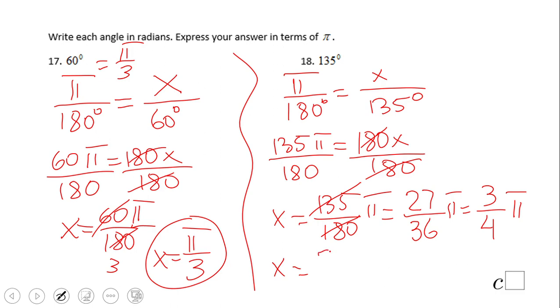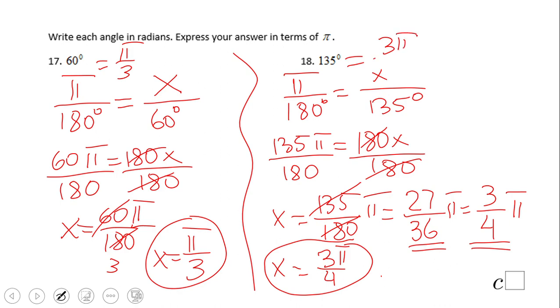If you simplify what we have, we should get 3 pi over 4. You see I end up with 135 over 180, and I do the simplification by finding a common factor of 5, and that simplifies to this form, and for 27 and 36 the common factor is 9, so that is the simplified form. You want to keep it in this form. So 135 degrees is 3 pi over 4.